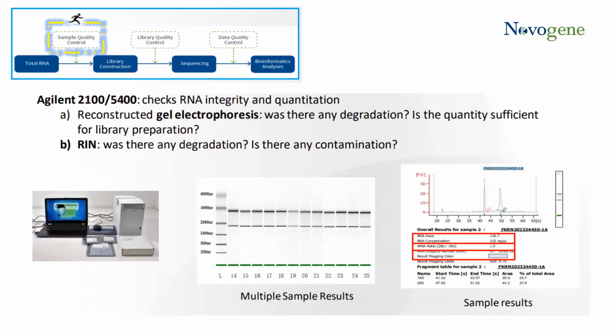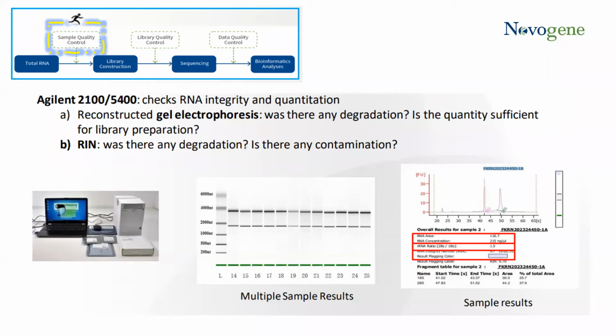Next, we will proceed to the quality control. Our primary way of sample quality control is using the Agilent Bioanalyzer system. Here at UC Davis in Sacramento, we have the Agilent 2100 system right now, and at some other labs, we have the Agilent 5400. The first thing we look at is the reconstructed gel electrophoresis in order to assess if there is any degradation. We also look at the amount of the samples, if there is any contamination, and if we have enough material to start.